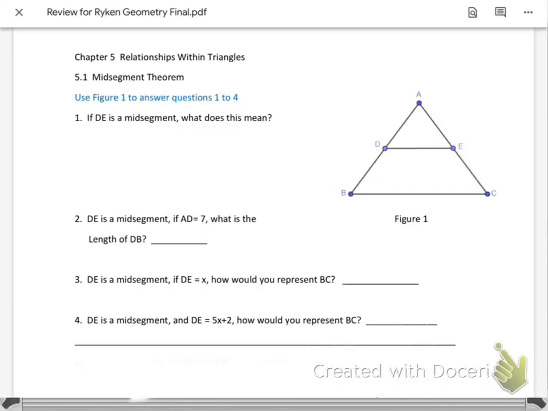So this video begins the review for the Ryken Geometry Final. And we can see that in 5.1, the first topic is called Mid-Segment Theorem.